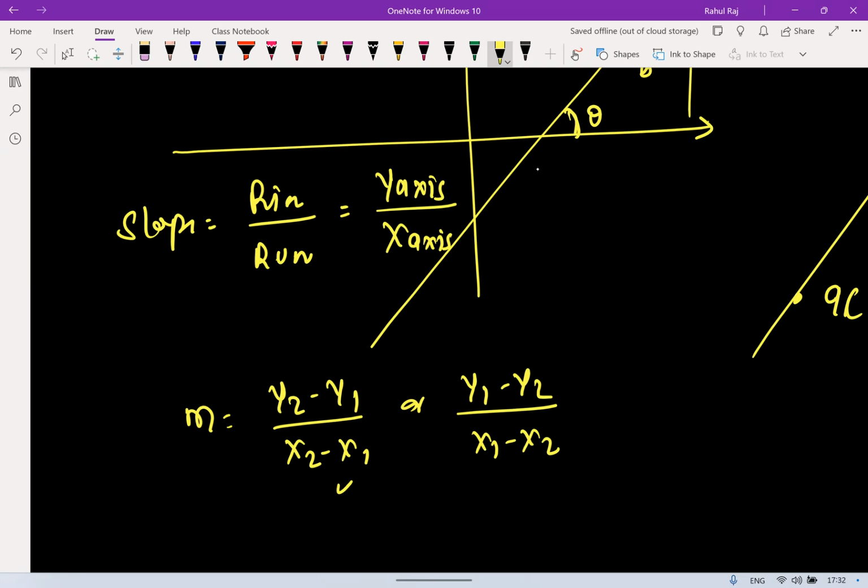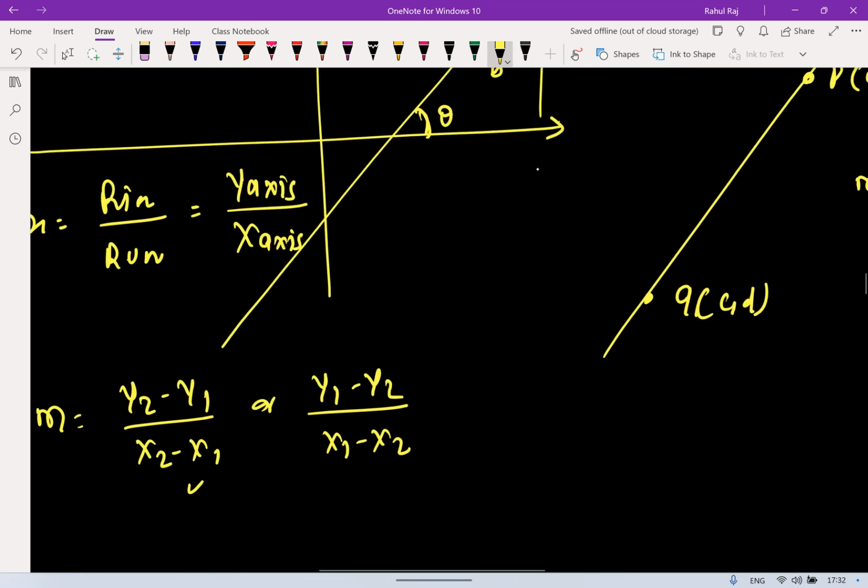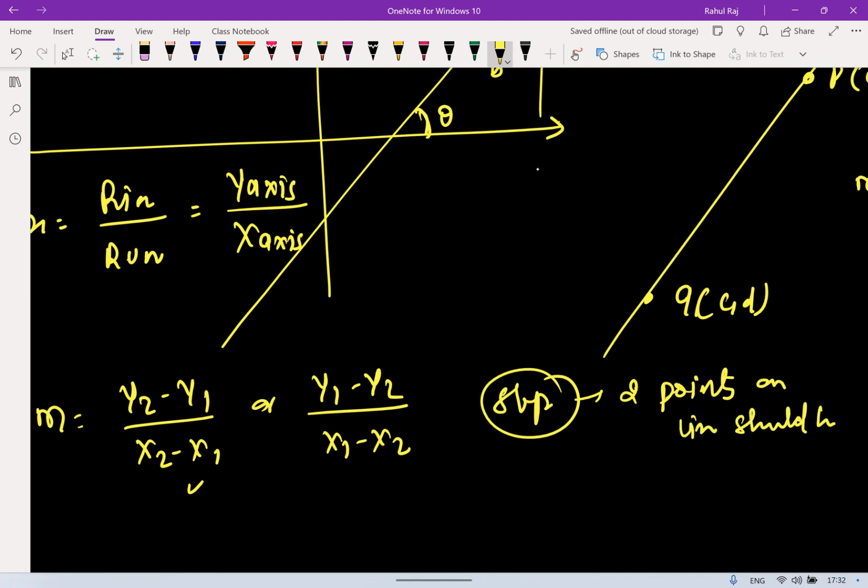So it is the difference of y-axis by the difference of x-axis. For GMAT purposes, if at all we are trying to find the slope of a line, two points on the line should be given to you.